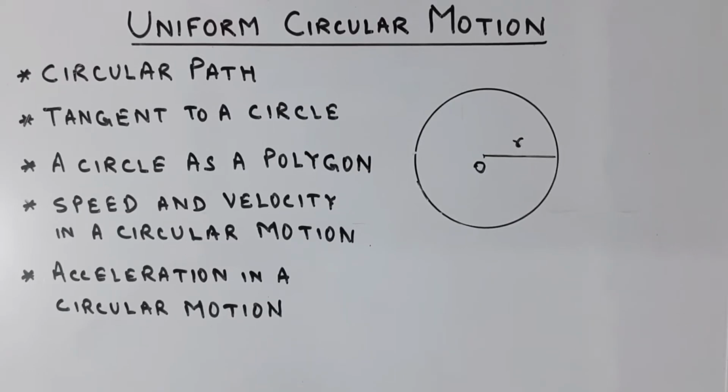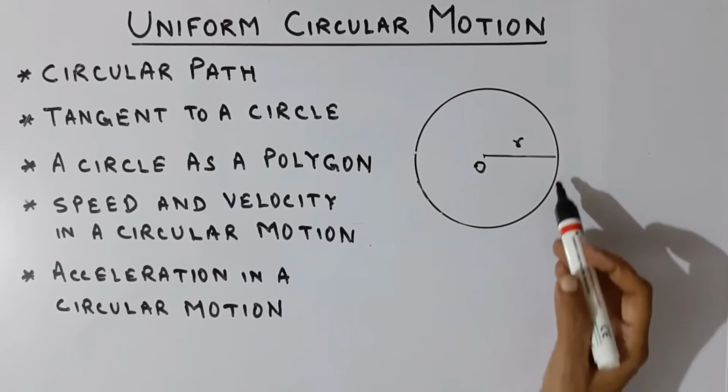But before that, let us discuss a few terms related to the circular motion. These terms will help us understand the circular motion in a better way. First of all, we have circular path. What we mean by a circular path? A circular path is a path along the circumference of a circle.